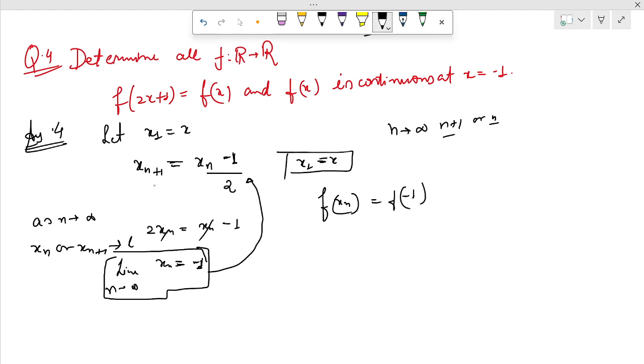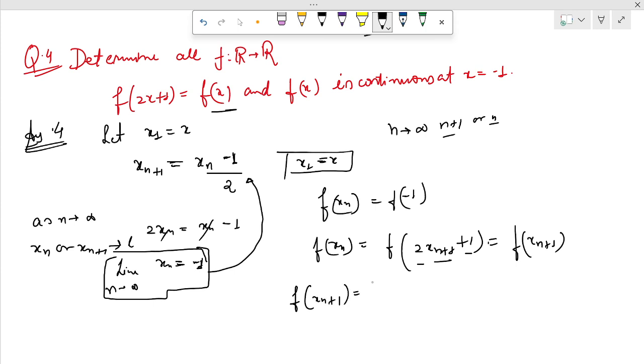Further, we also know, what is f of xn? f of xn is nothing but f of 2 times xn plus 1 plus 1. And we already know that f of 2x plus 1 is equal to f of x. So this will be equal to f of xn plus 1. So what we have arrived at is that f of xn plus 1 is equal to f of xn.